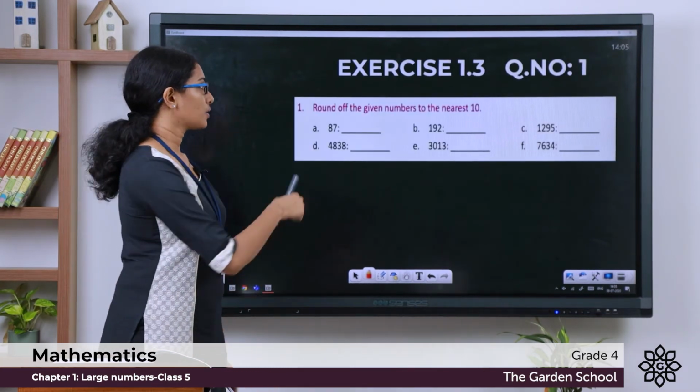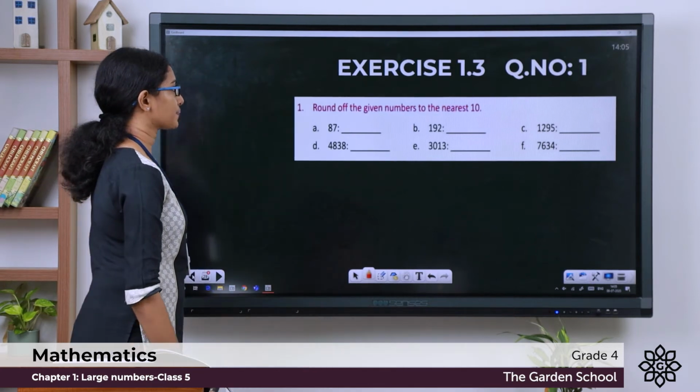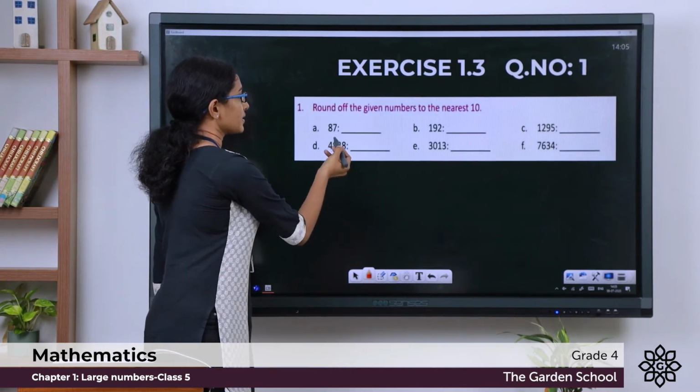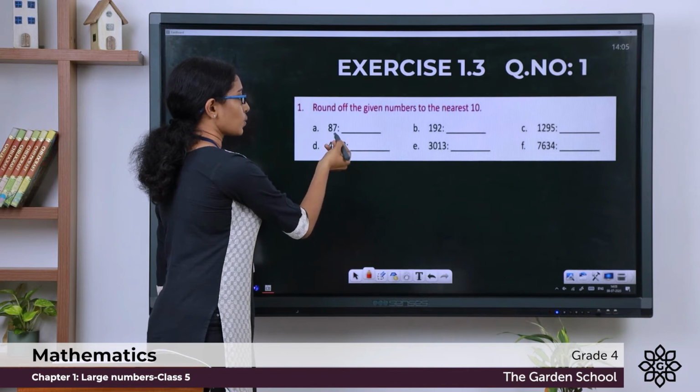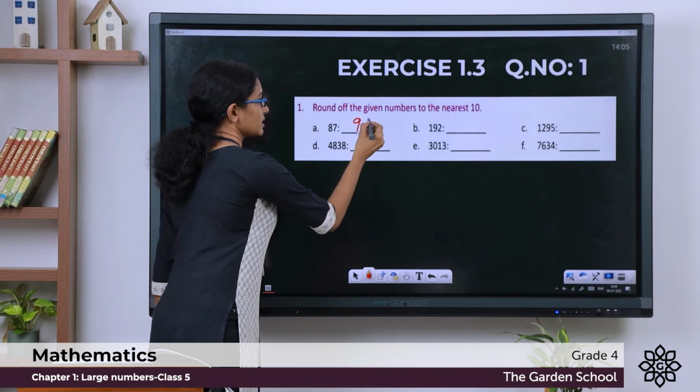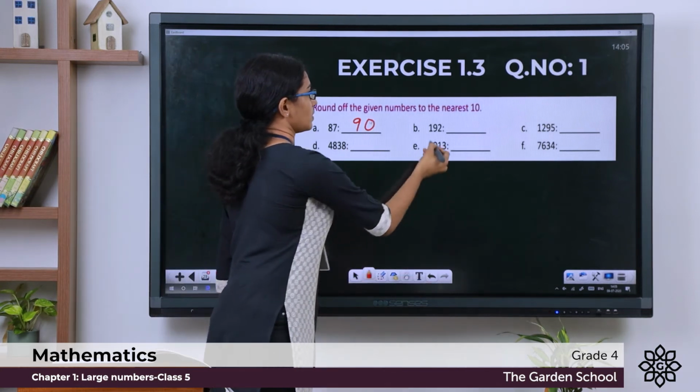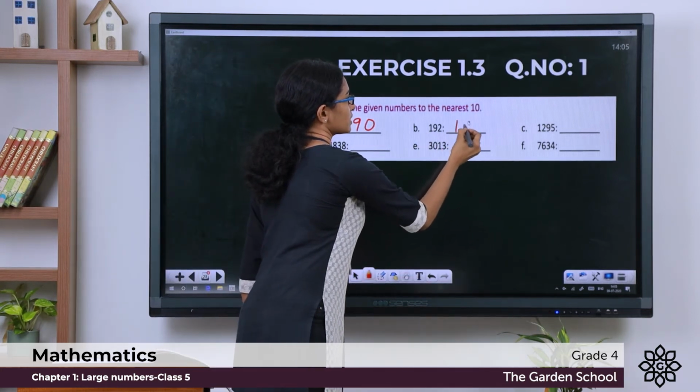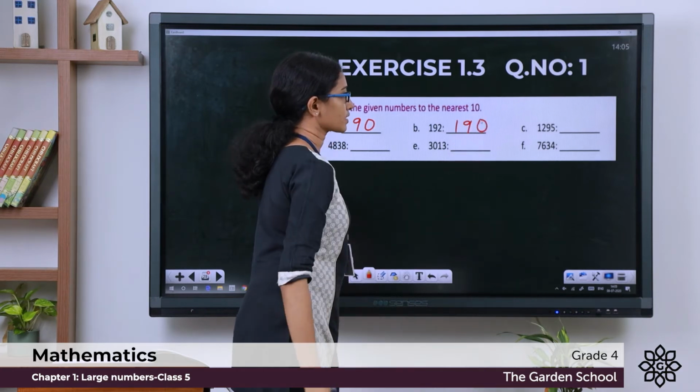Now let's check the answers. Question number 1. Round off the given numbers to nearest 10. So the first question 87. The digit in the ones place is more than 5. So we have to add 1 to the tens place, which will give you the answer 90. 192 rounded off to the nearest 10 will give you 190.